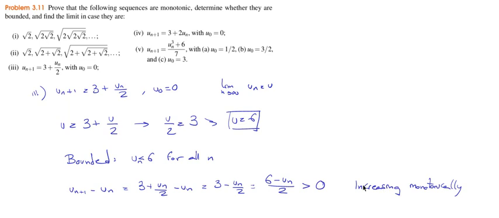So it starts at 0, it increases monotonically, it's bounded by 6 above, so it has a limit, and the only value of the limit it can take is this one.